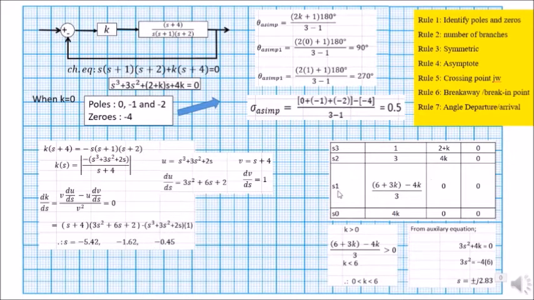Okay, for the next row, we have to solve by using the formula that you have learned in the previous control fundamentals. Please recall what you have learned in control system fundamentals. The formula that we use is this value times this value, minus this value times this value, and all of this we divide by this value. So we apply that and then we get this equation.